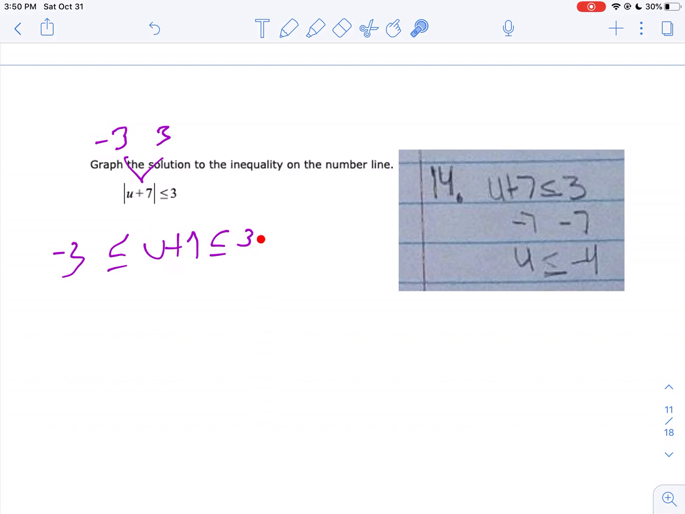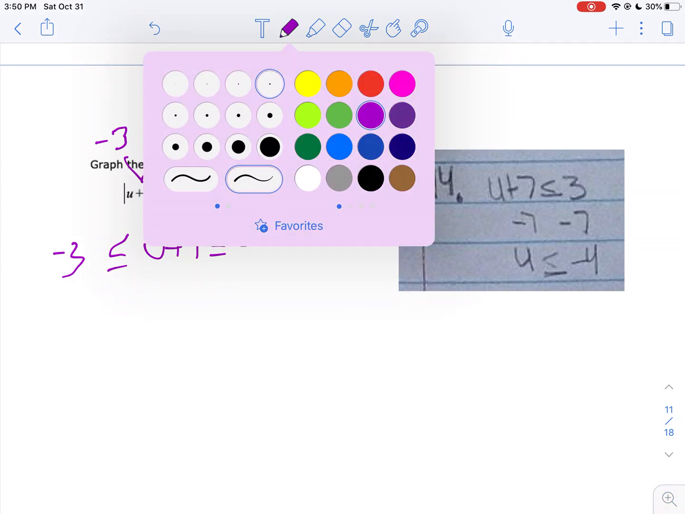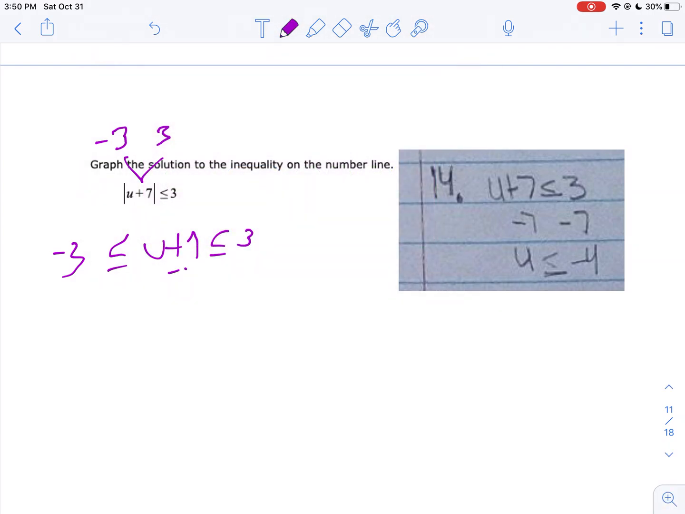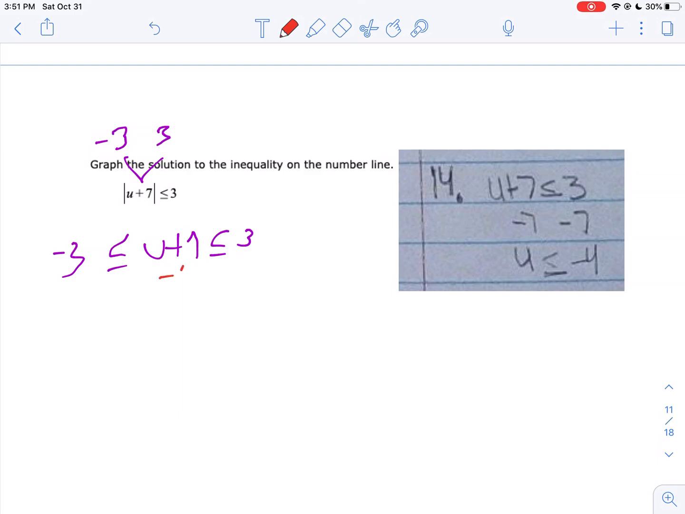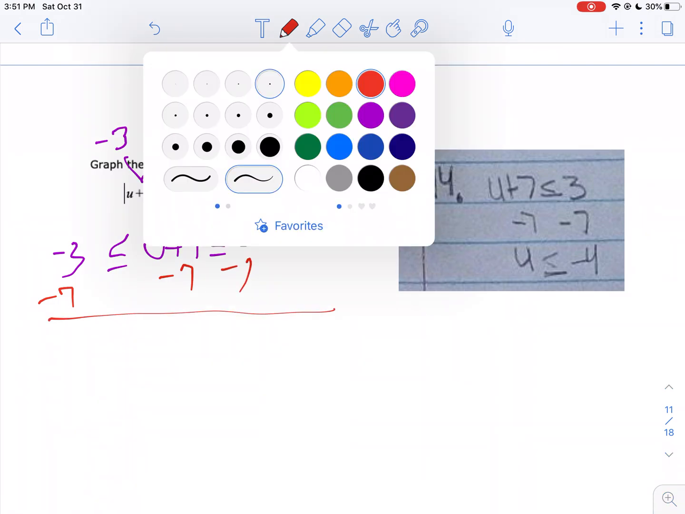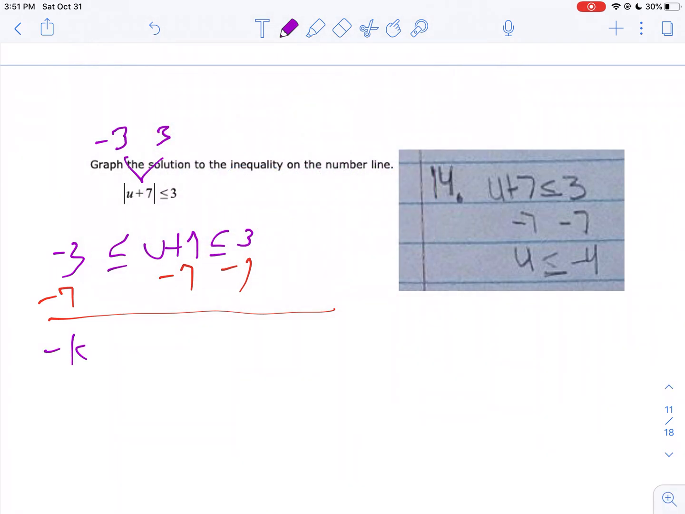Well, now, what do you do to solve for u? Well, I wanted to get rid of the 7. So I'm going to subtract 7. Now, there's a left, a middle, and a right, so I'm going to subtract 7 from all three sides. So negative 3 minus 7 is negative 10, which is less than or equal to u, which is less than or equal to 3 minus 7, which is negative 4.